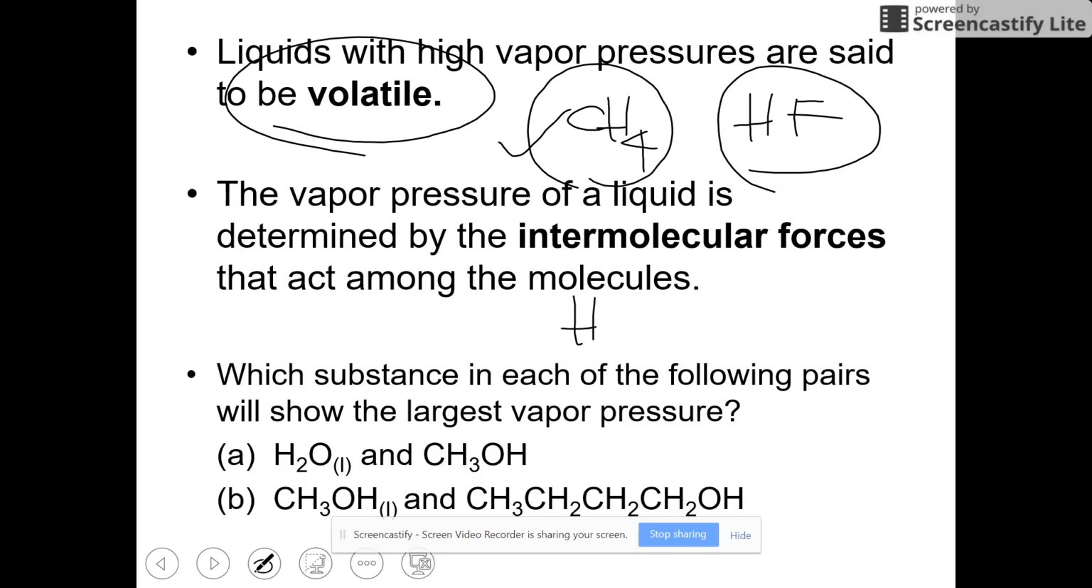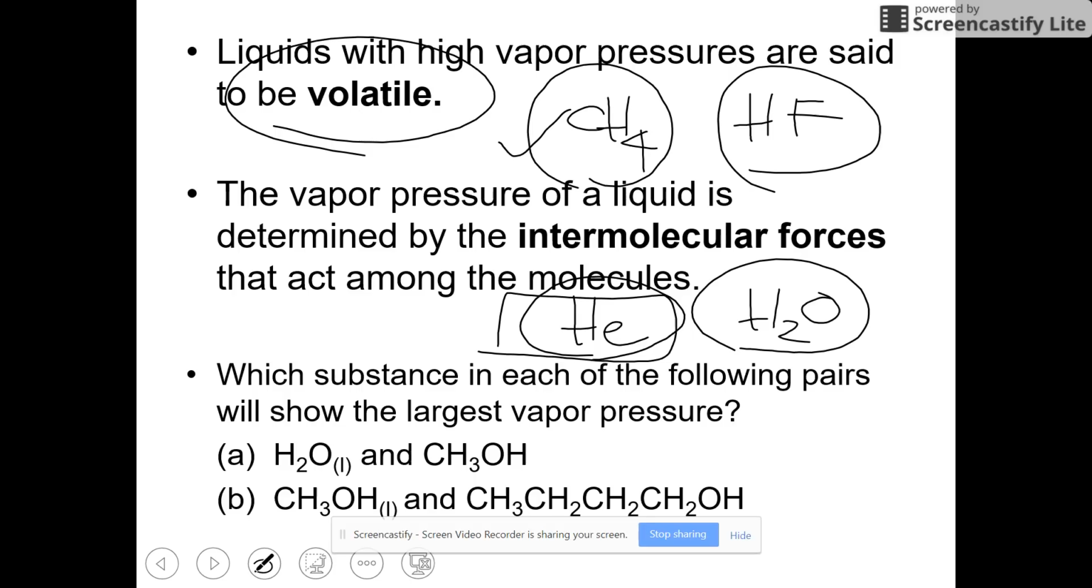Something like helium compared to water. This is London dispersion force. This is hydrogen bonding. Of course, helium will have high vapor pressure. Water will have low vapor pressure. This is volatile. This is not volatile.